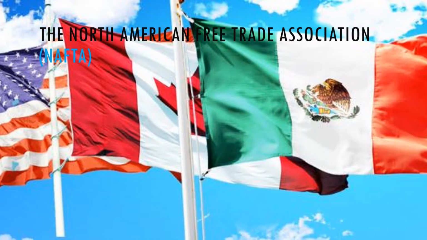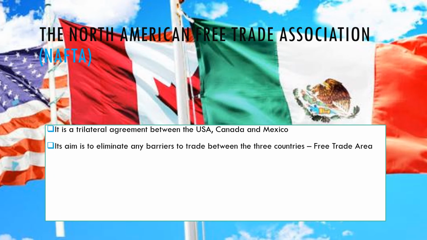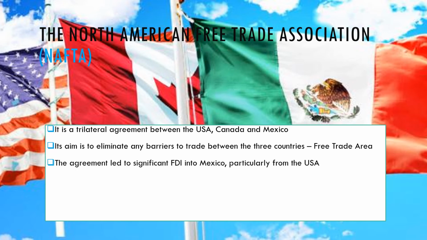And the final trading bloc that we're going to look at is the North American Free Trade Association, called NAFTA. And the three member countries here are the USA, Canada, and Mexico. The aim here is to eliminate any barriers to trade between the three countries. So this is again as a free trade area.